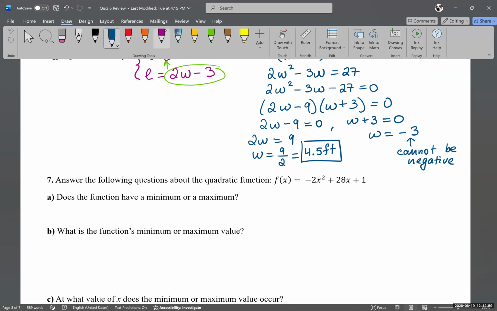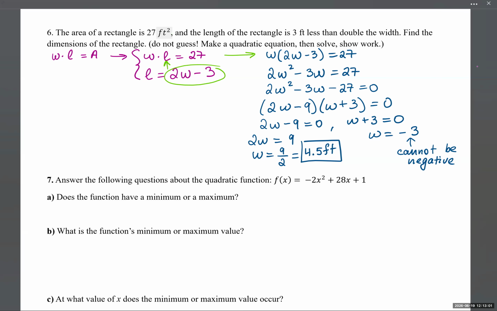We still need to find the length. So let's go back to this equation. L equals 2 times, instead of W, I'll plug in 4.5, and then minus 3. So 2 times 4.5, that's 9, minus 3 is 6 feet. So the length is 6 feet. The width is 4.5 feet.